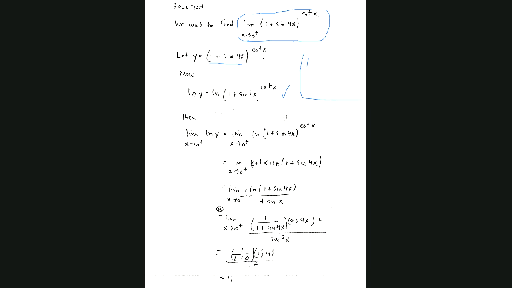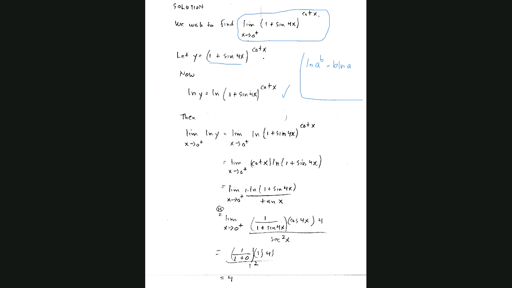So think about your log rules. What's the log of a to the bth power equal to? What's the log of a to the bth power going to equal? Good, good, everybody. b times the log of a. So we're taking the log of y so that we can get that cotangent of x out so it's not a power anymore.